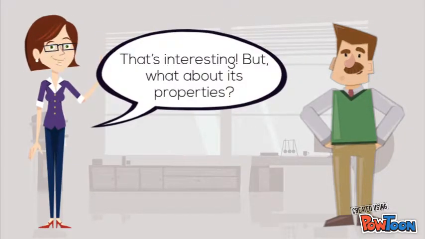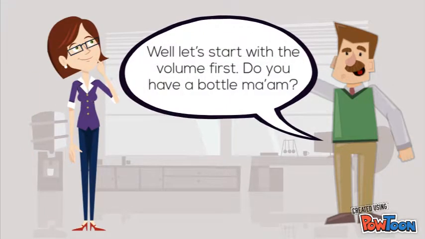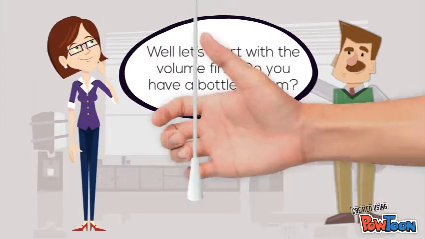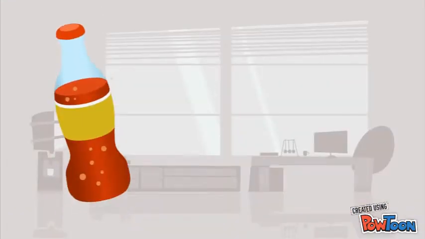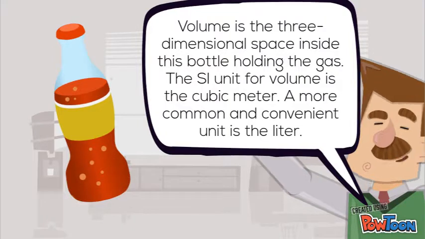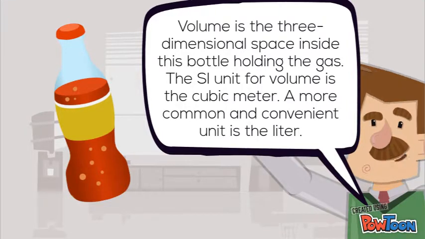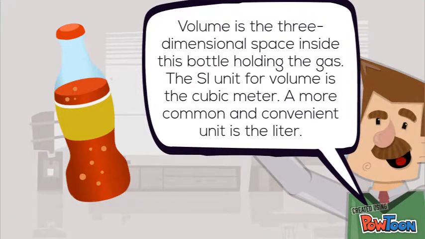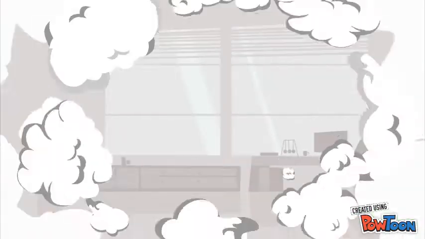"That's interesting, but what about its properties?" "Well, let's start with the volume first. Do you have a bottle, ma'am?" "Here, it is a 1-liter bottle of soda." "Volume is the three-dimensional space inside this bottle holding the gas. The SI unit for the volume is cubic meter. A more common and convenient unit is the liter." "So first is volume. That's right."